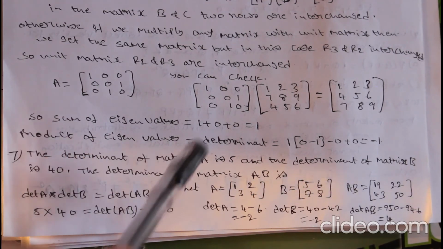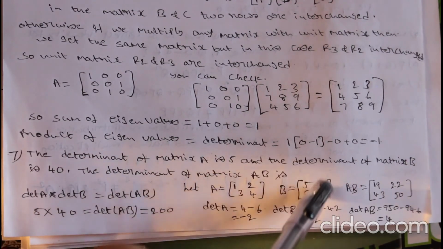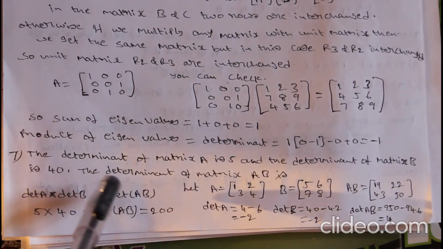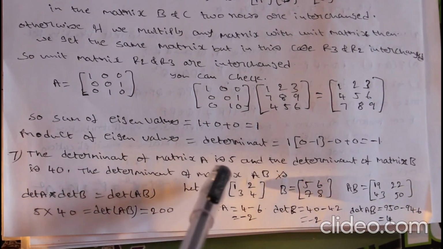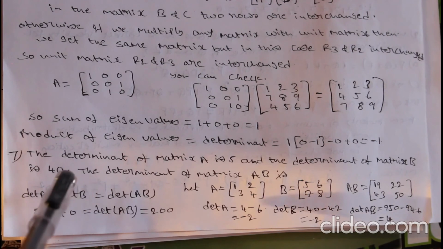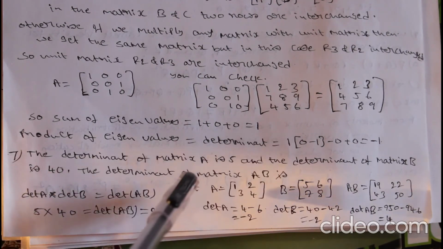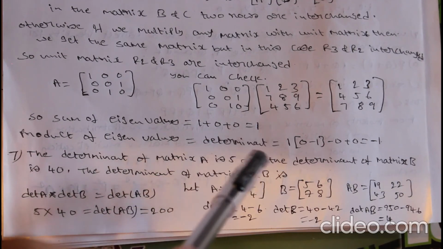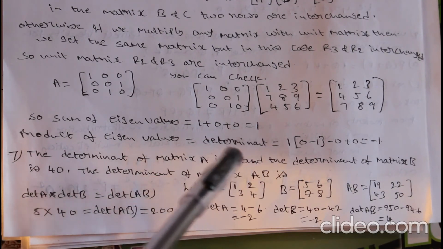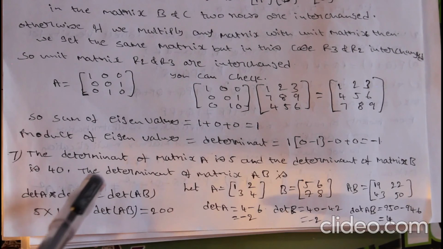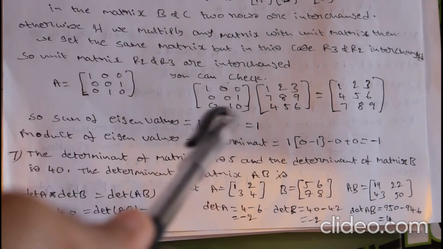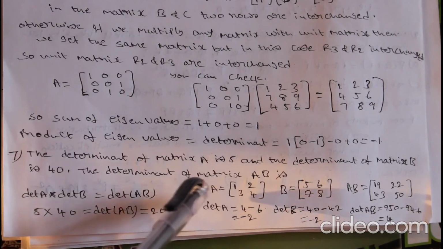The determinant of the matrix A is 5 and the determinant of the matrix B is 40. The determinant of the matrix AB is asked. Here the determinants of matrix A and matrix B are given, and we are asked to find the determinant of A into B. So determinant of A into determinant of B is equal to determinant of AB. If you want, you can check.